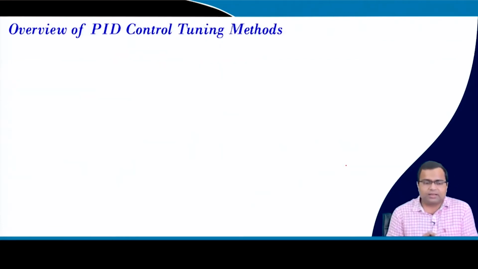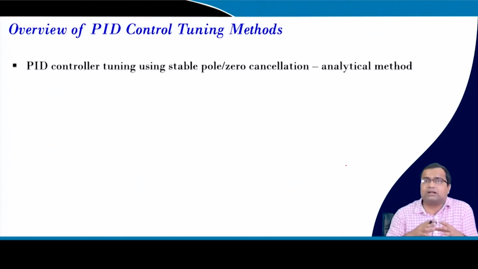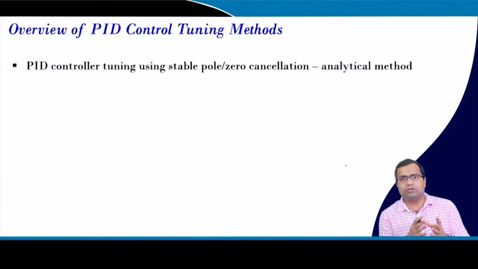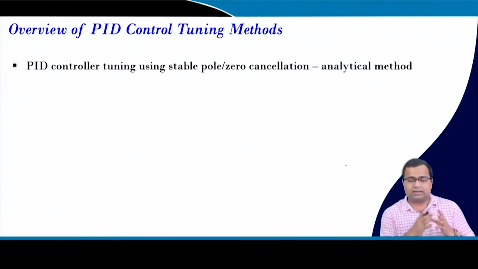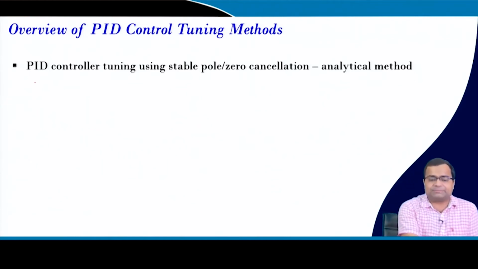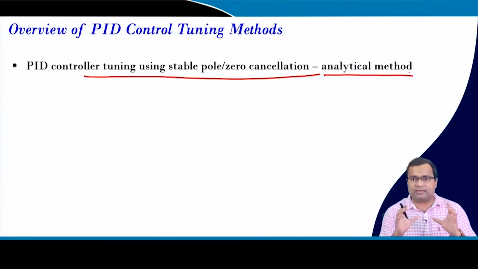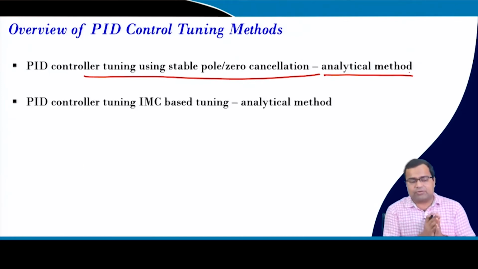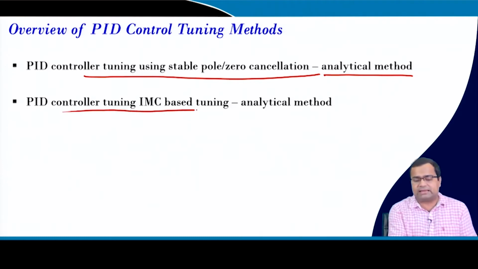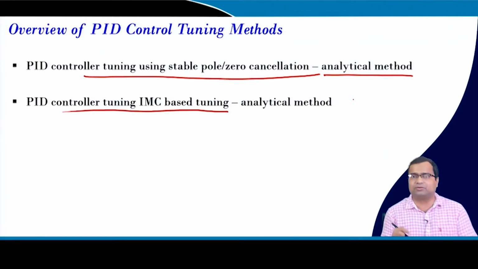Okay. Next, we want to discuss the different PID controller tuning rules. One of the tuning rules that we are going to consider in this lecture is PID controller tuning using stable pole zero cancellation, which is an analytical method, an offline method. The second one is PID controller tuning using internal model control, IMC based tuning. I am not going to discuss it, but you can refer to standard textbooks where these techniques are discussed in detail.